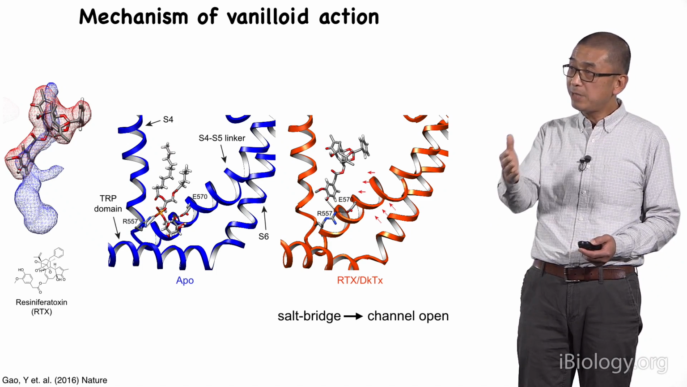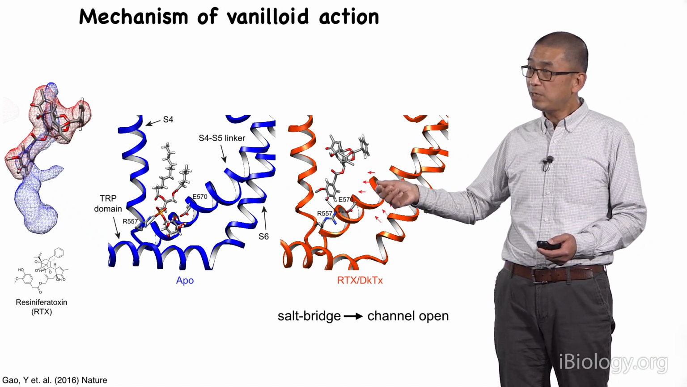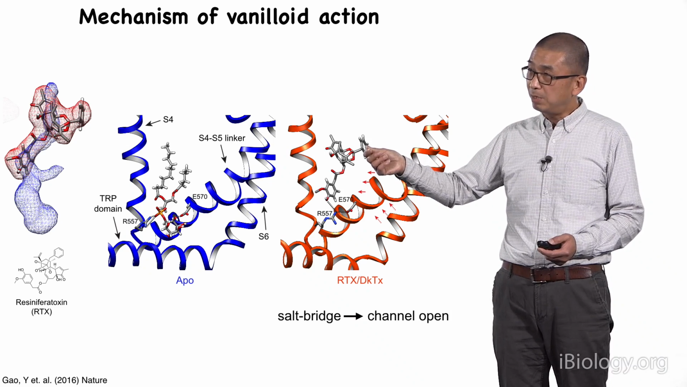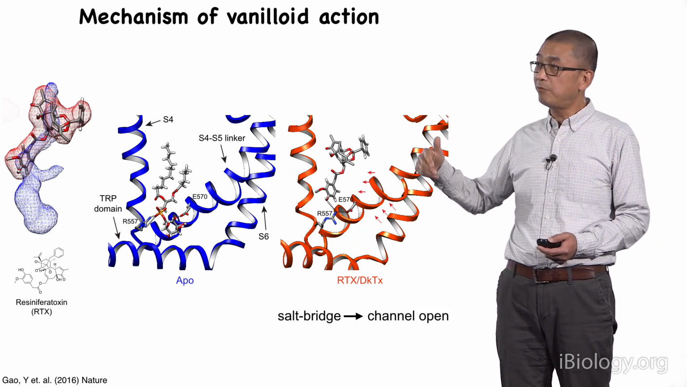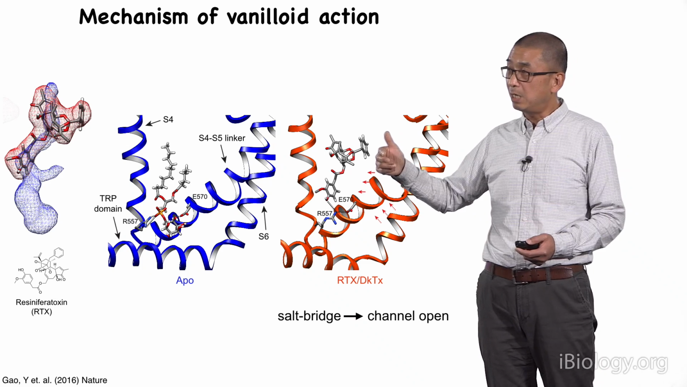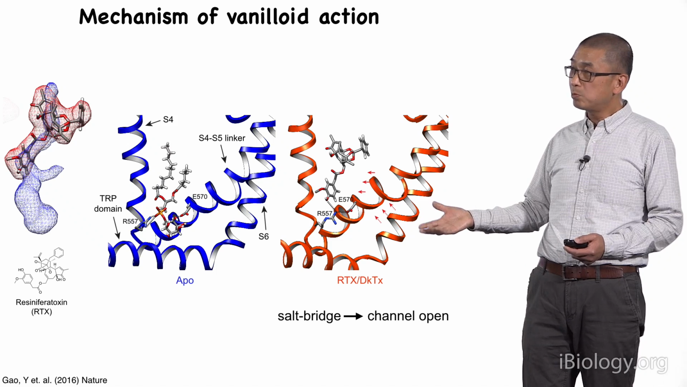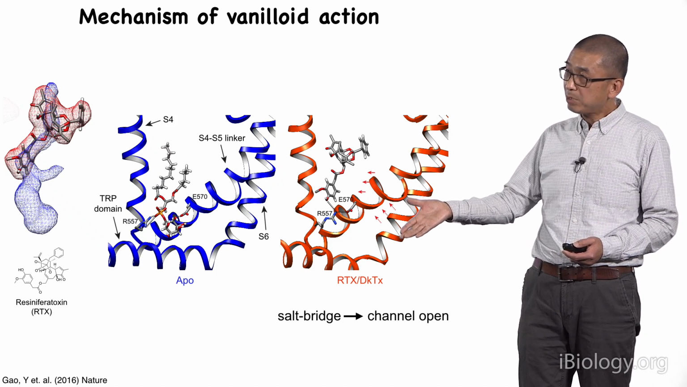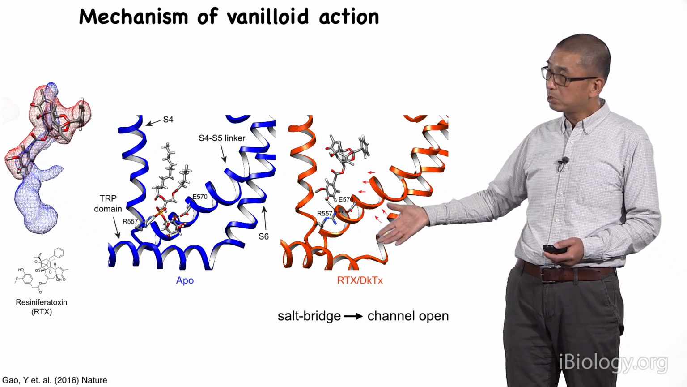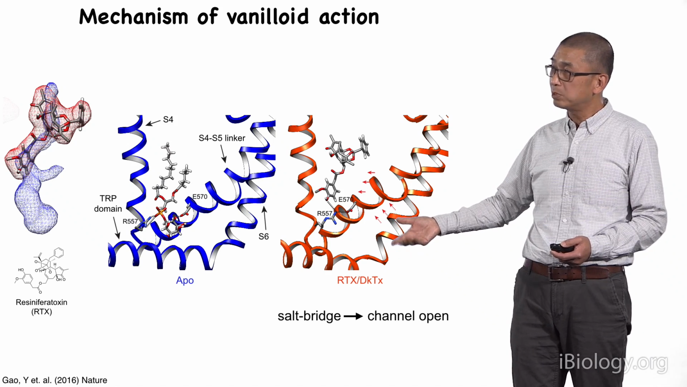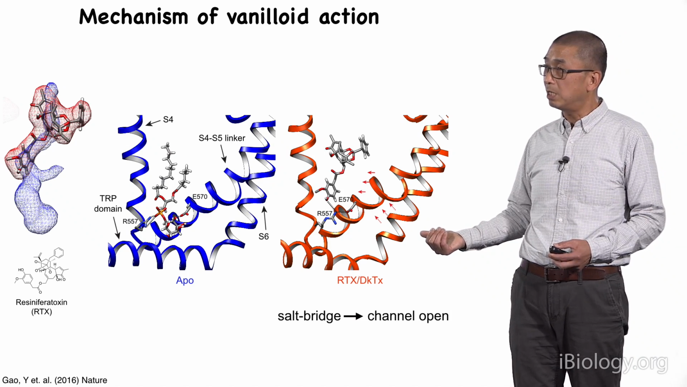Showing here, on the left side you can see that the density of a vanilloid actually overlaps with the density of this lipid molecule, suggesting that the binding of the agonist displaces this lipid molecule. And such binding of the agonist promotes a salt bridge formation, which moves the S6 helices backwards, which in turn also moves the S5 helices backwards, coupled to the S6 helices also moving backwards, and leads to the channel opening. And this is how the agonist acts on the channel.